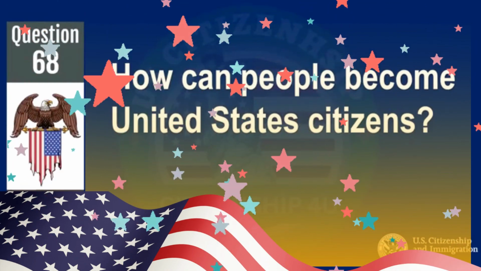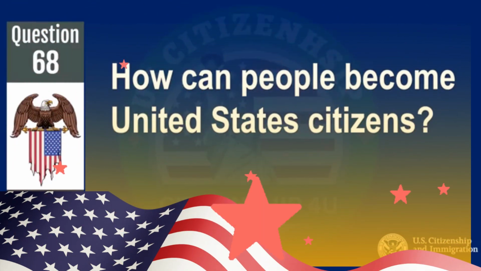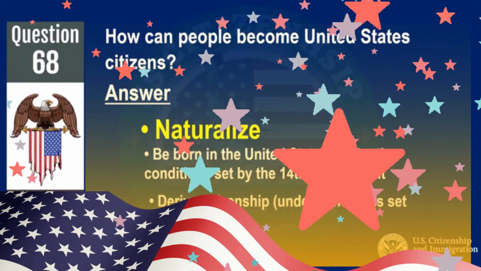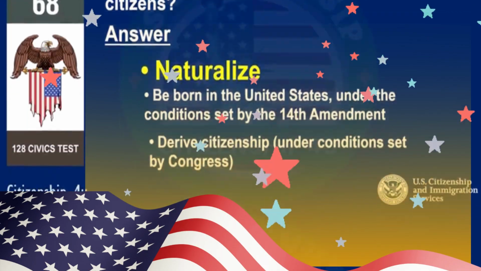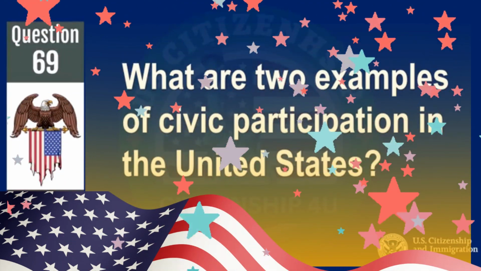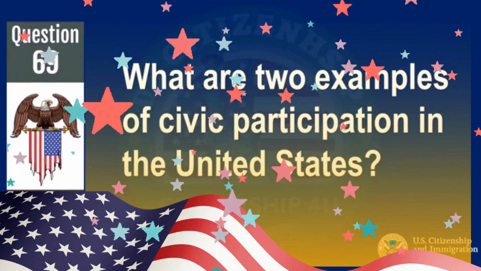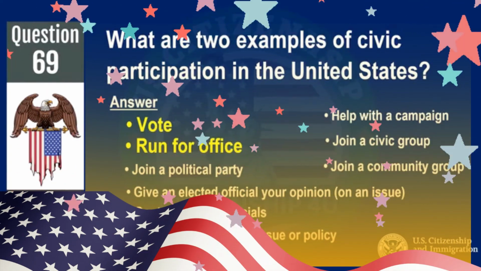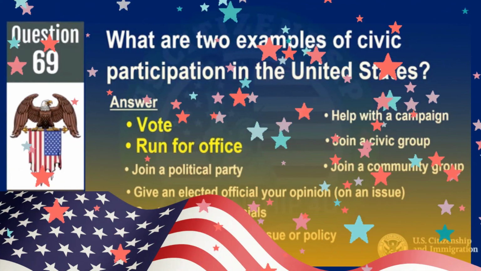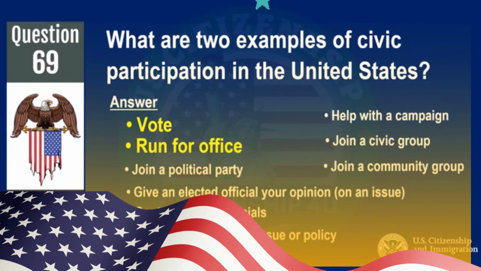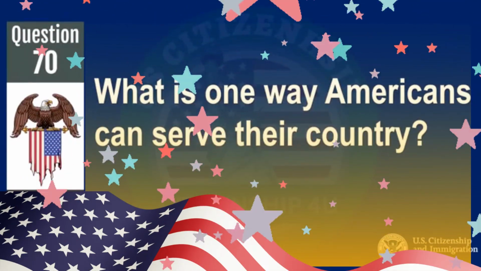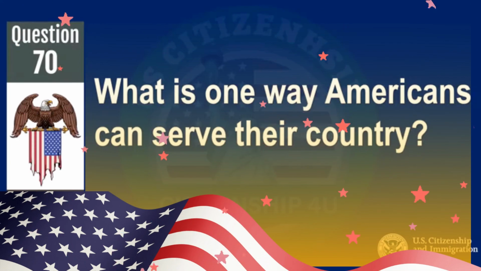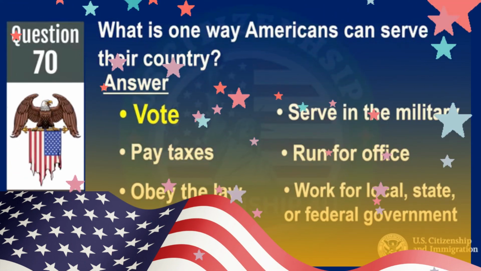How can people become United States citizens? Naturalize. What are two examples of civic participation in the United States? Vote. Run for office. What is one way Americans can serve their country? Vote.